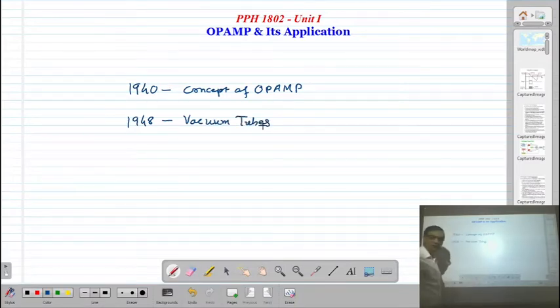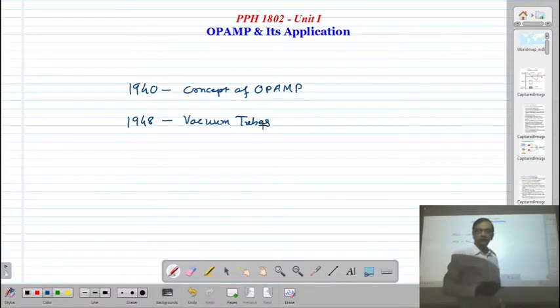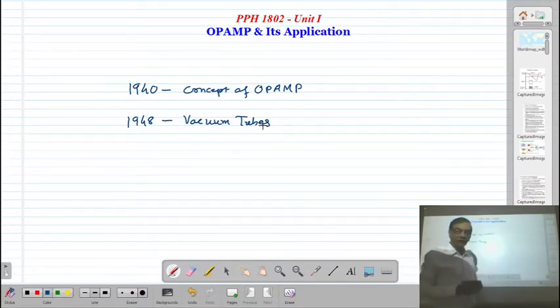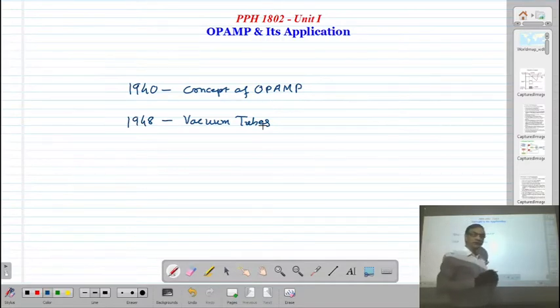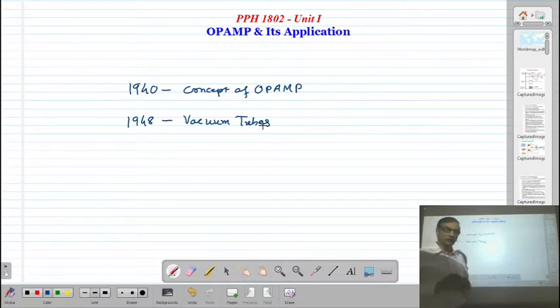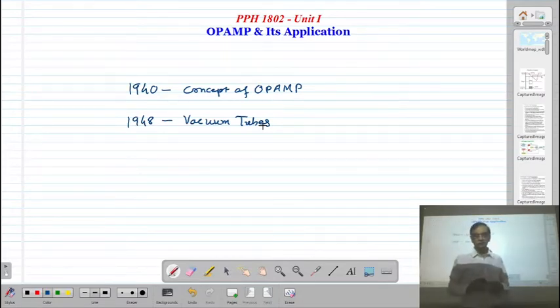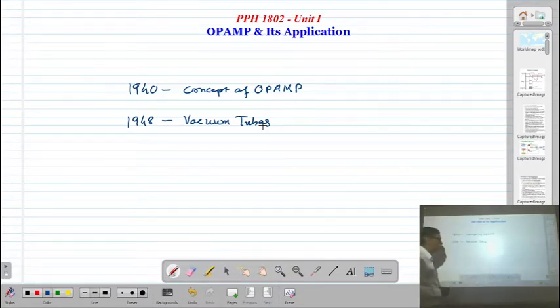Now we know the limitations of the vacuum tubes. First of all, the vacuum tubes are large in size. They require a higher amount of power, so the power dissipation is very high, and due to that, it becomes a heater. Not only that, due to the size of the vacuum tube, the size of the circuit also increases, meaning it occupies a large amount of space in the circuit. So there are a number of disadvantages of using the vacuum tube.